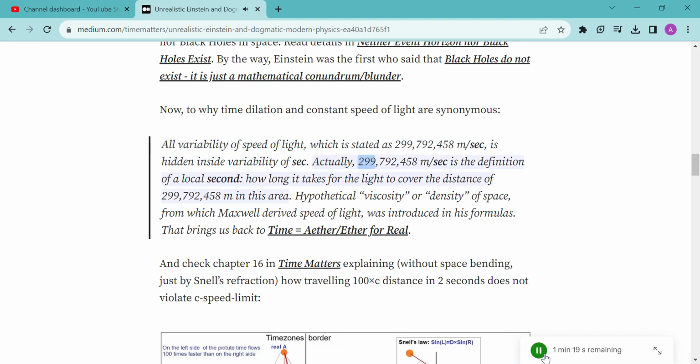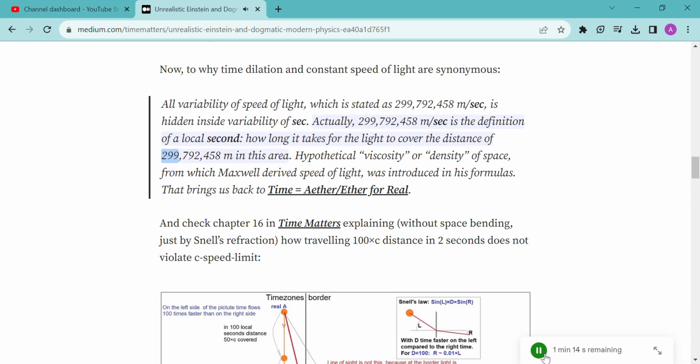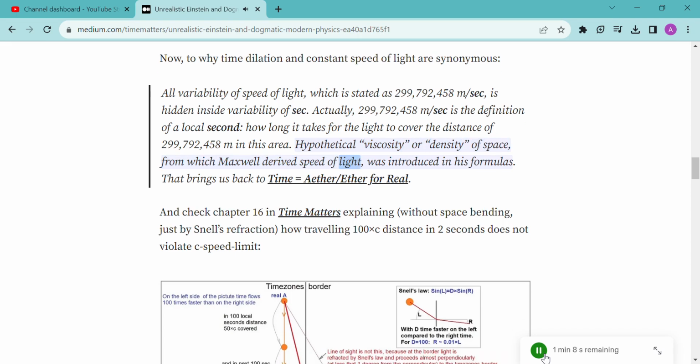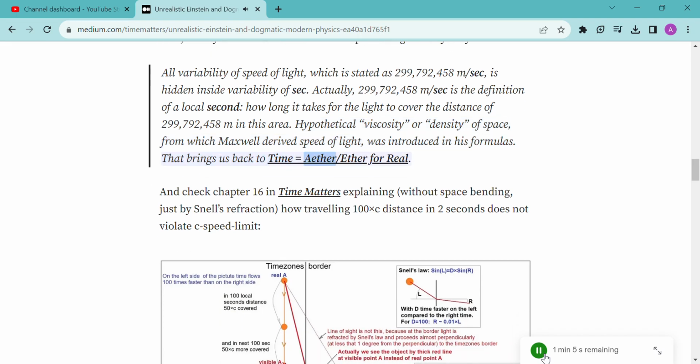Actually, 299,792,458 meters per second is the definition of a local second: how long it takes for light to cover the distance of 299,792,458 meters in this area. The hypothetical viscosity or density of space, from which Maxwell derived the speed of light, was introduced in his formulas. That brings us back to time equals ether, ether for real.